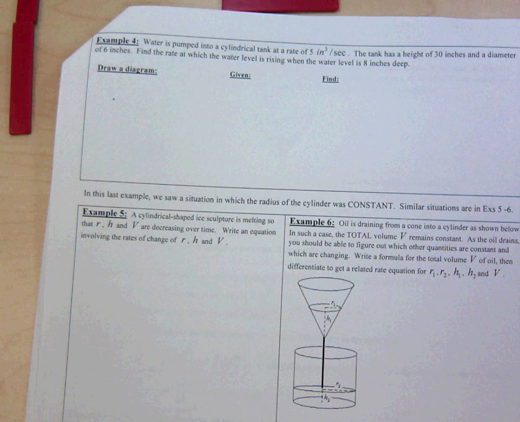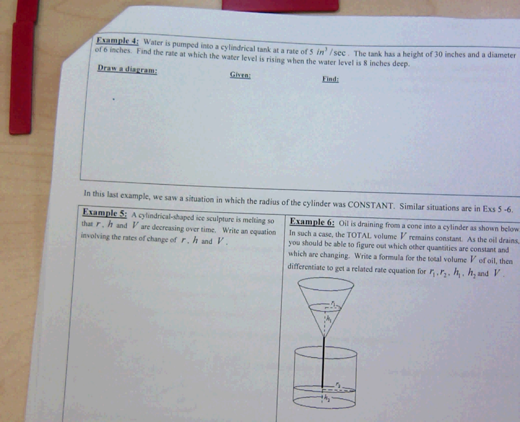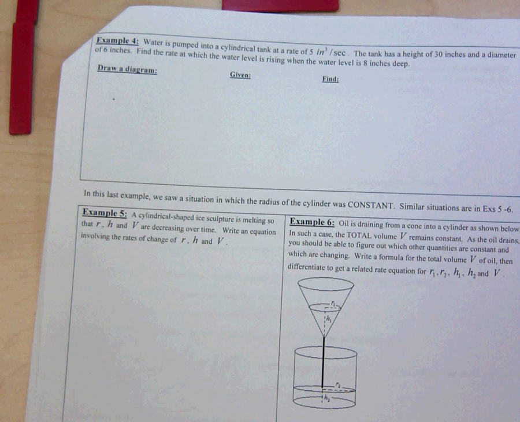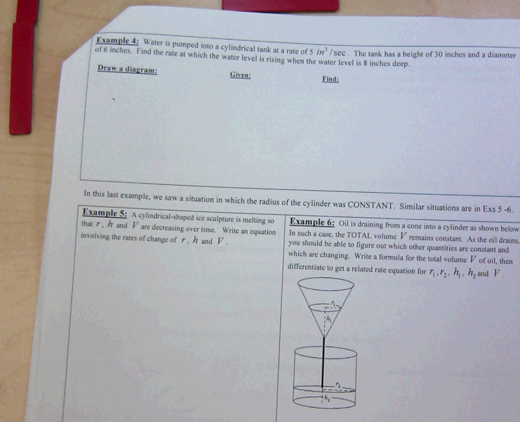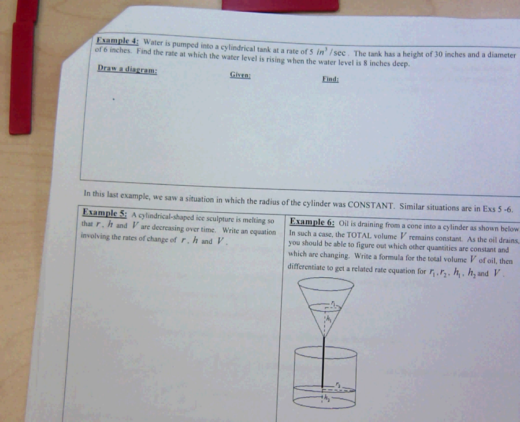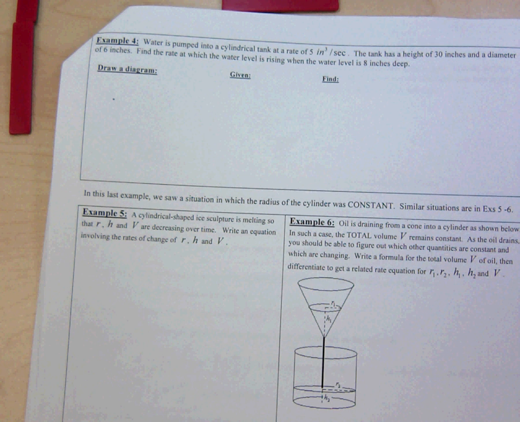Given, write down what you're trying to find. Okay? Write down what rates you are given, what rates you are trying to find. And then go from there. And differentiate your equation.